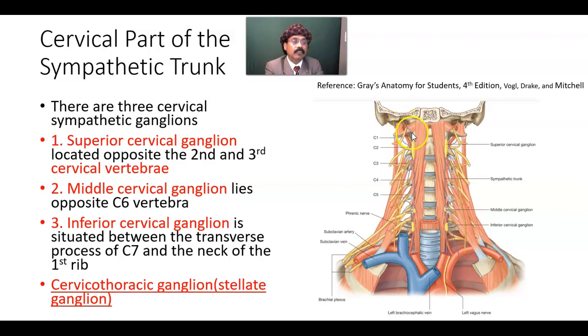It extends from the base of the skull, going down. It is by the side of the vertebral column. It is not inside the vertebral canal. And this is the trunk, containing the ganglia. The upper ganglion, the superior cervical ganglion, is fusiform, elongated and the largest. The others are small. Sometimes the inferior cervical sympathetic ganglion may unite with the first thoracic ganglion and produce the cervicothoracic ganglion, or stellate ganglion.